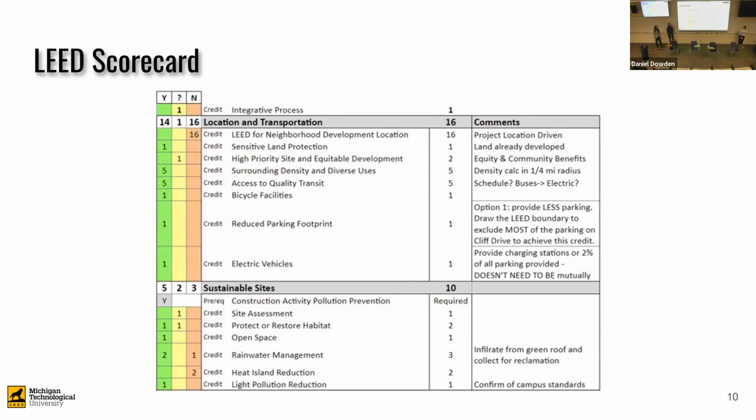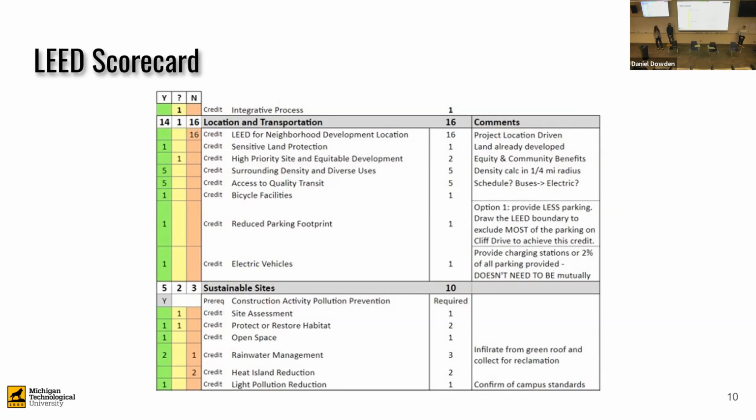So we're going to start by looking at location and transportation. Location and transportation has a total of 30 points that you could allocate towards the building. However, we determined that we could only allocate 14. And this specific credit category has a goal of land protection and effective transport. And we can see this here with certain credits like sensitive land protection, as well as access to quality transit.